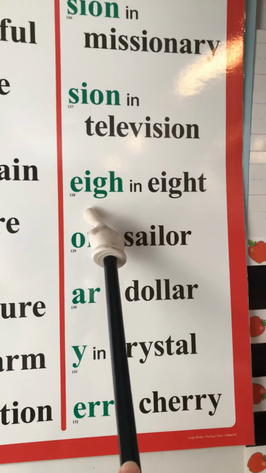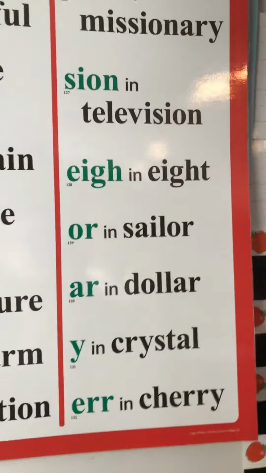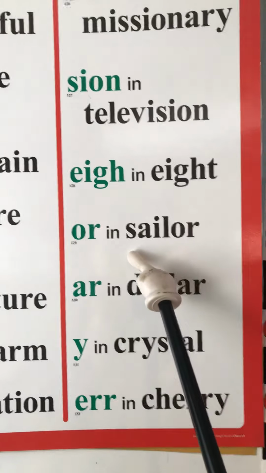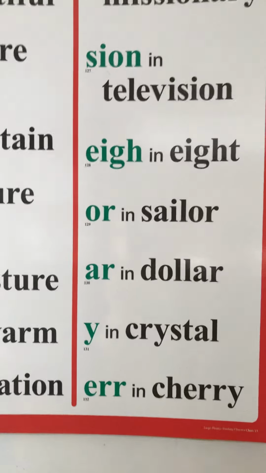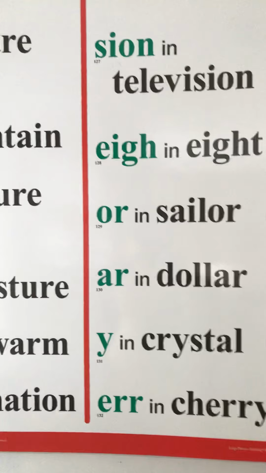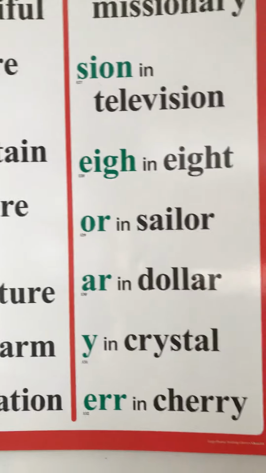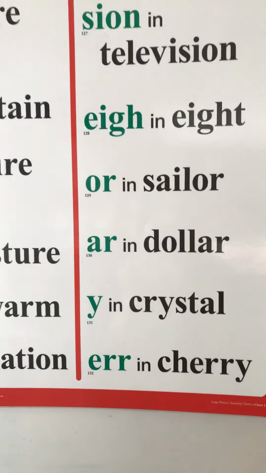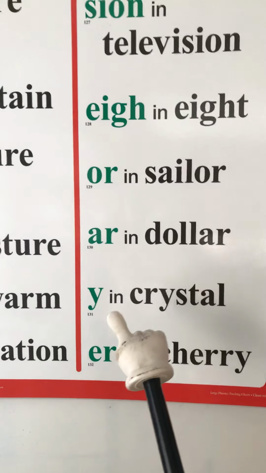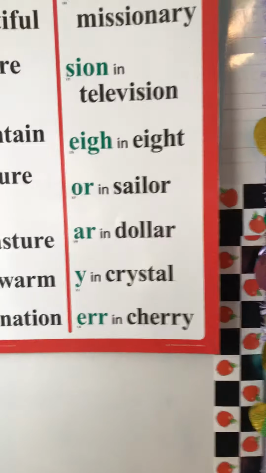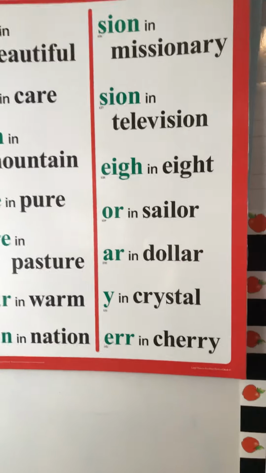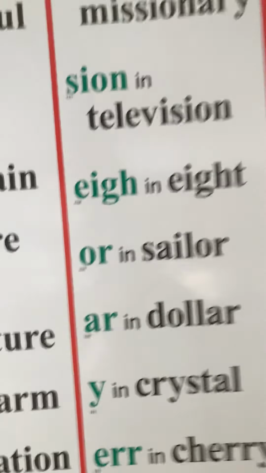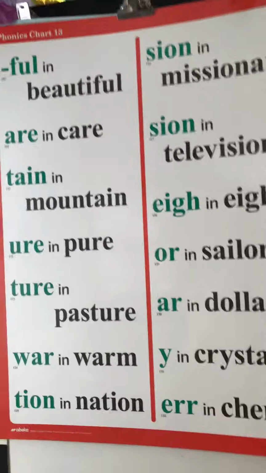A in 8, EIGH. Class, A in 8, EIGH. In sailor, OR. Class, in sailor, OR. In dollar, AR. Class, in dollar, AR. In crystal, Y. Class, in crystal, Y. And one more. Air in cherry, ARR. Class, air in cherry, ARR. All right. Well, that was chart 13.